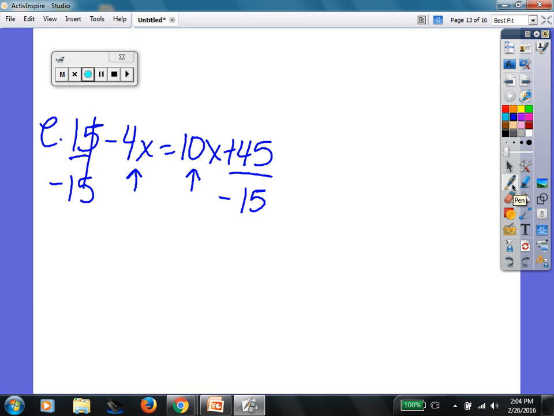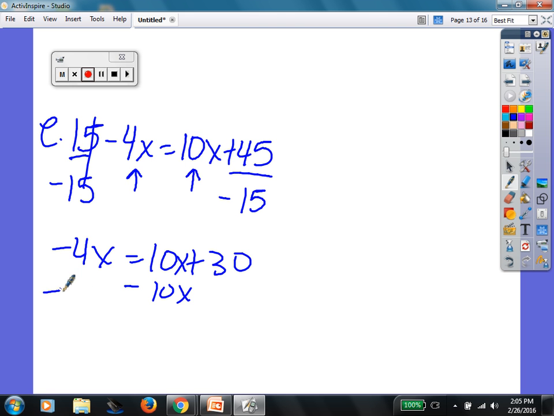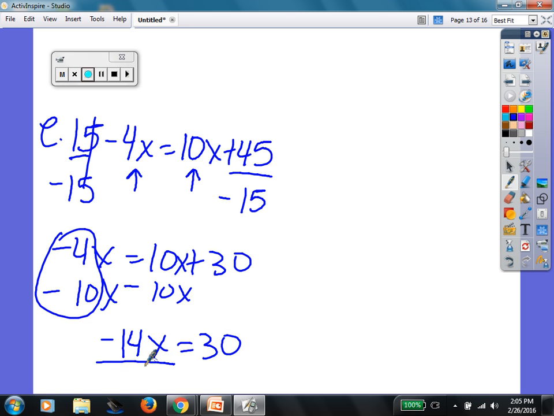So here we go. Actually, I'm going to now have negative 4x equals 10x plus 30. Alright, I'm kind of speeding up a little bit. So I'm going to take away 10x, take away 10x. Negative 4 minus 10 results in a negative 14x equals 30. Now I'm going to divide by negative 14. Divide by negative 14. That leaves me with a negative 15/7. Now you can put that in decimal form if you would like to.